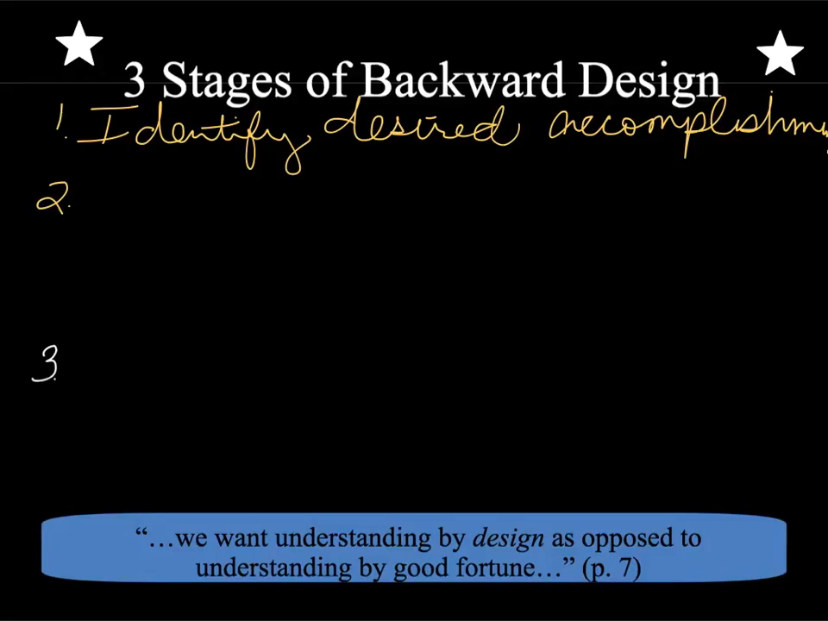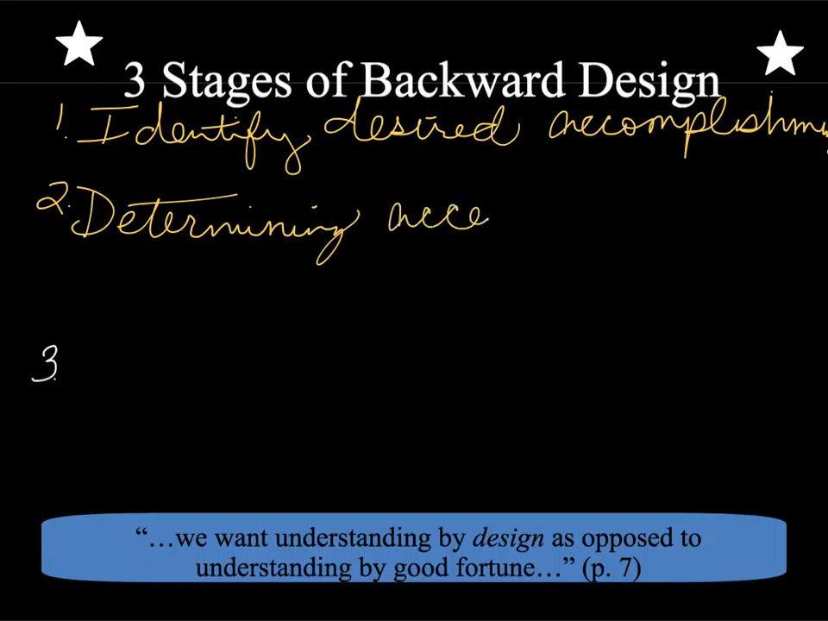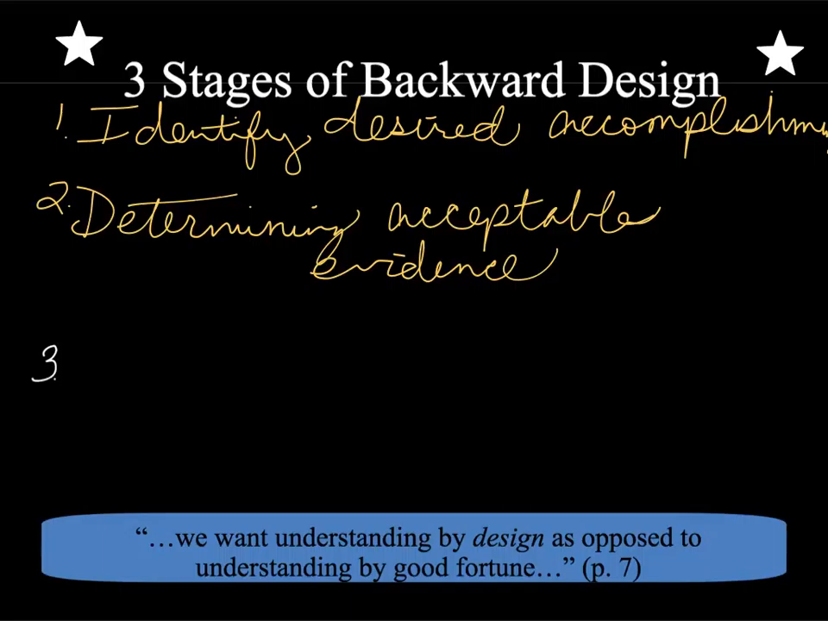The second real stage, once you've got what you understand is the accomplishments that are supposed to come out of your curriculum, is determining acceptable evidence. If you have an understanding of what you want the students to accomplish, how are you going to measure that to know that you've done it? Because assessment is an important part of understanding by design.